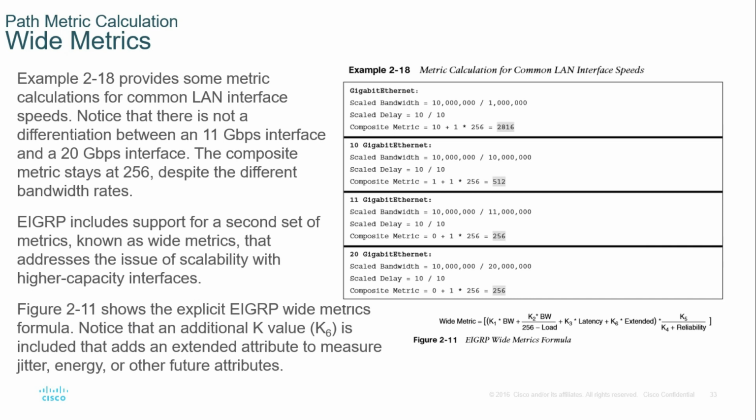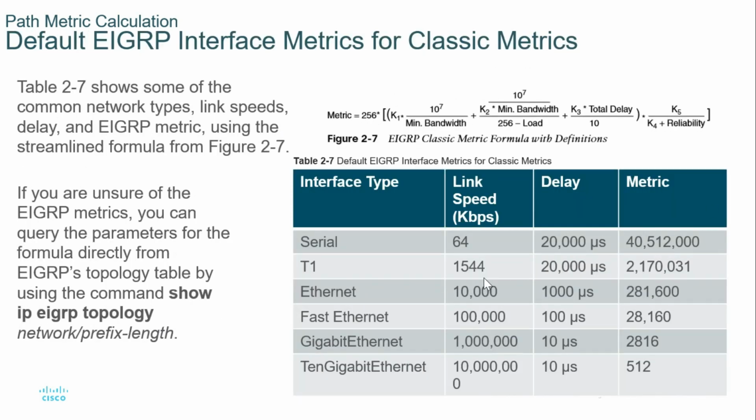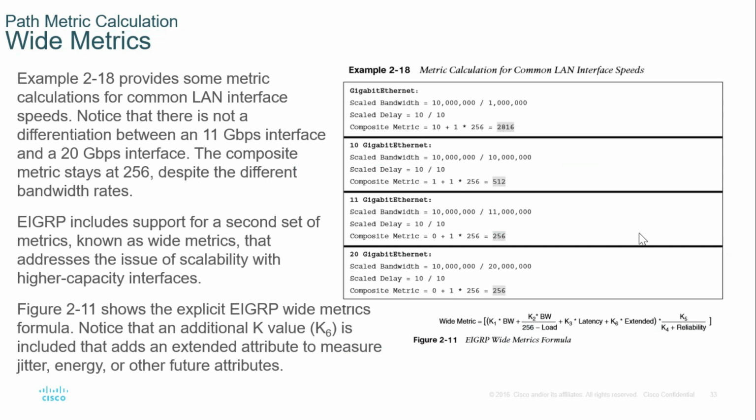So there is a need for something called wide metrics. In the past, the metric calculation was sufficient, because for us there is a difference between Ethernet, Fast Ethernet and Gigabit Ethernet. But later as speeds get faster, we find that the formula will not differentiate between, say, 11 gigabits per second and 20 gigabits per second. The composite metric will be 256 in both cases using the existing metric formula.